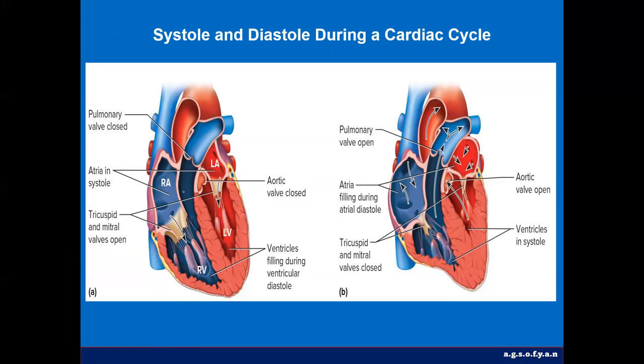Okay, so this diagram again shows you the right atrium and left atrium. The blood will be flowing down through this door, the atrioventricular valve, tricuspid and bicuspid. And then from the ventricles, the blood will be pumped through this, the pulmonary valve, and also through this, the aortic valve.